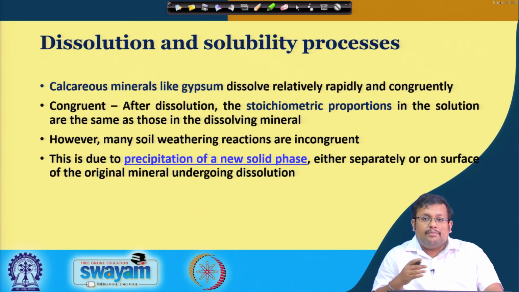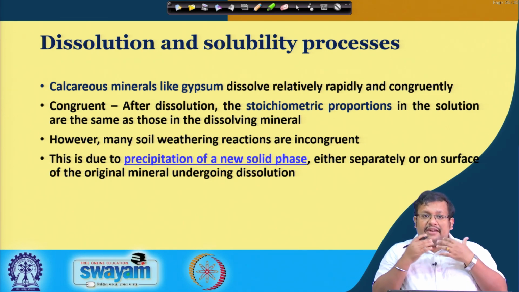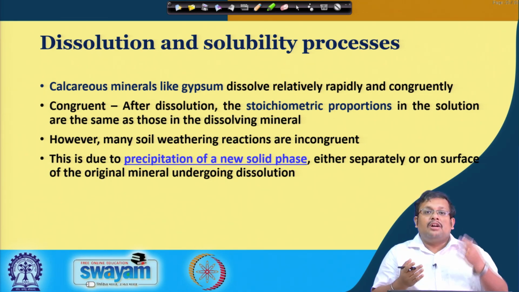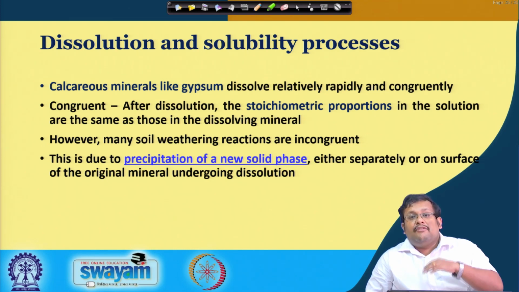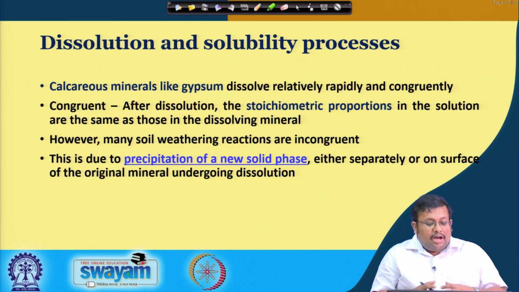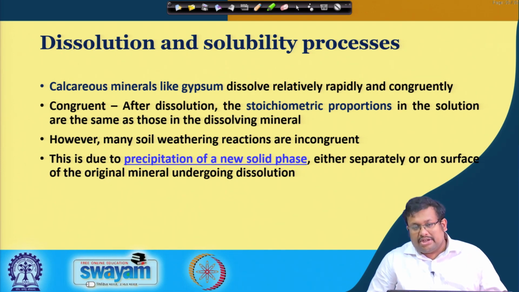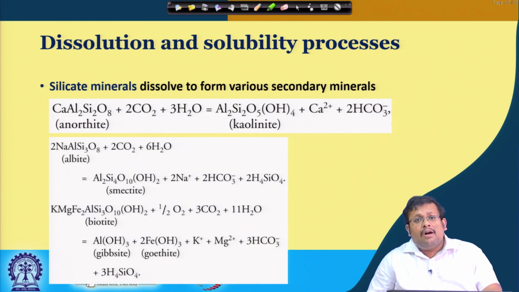Because when there is a reaction and formation of a new solid phase, for example, when there is a reaction between two species and the new species which is being formed is getting precipitated as a new solid phase, either separately or on the surface of the original mineral undergoing dissolution, then it is obviously changing the stoichiometric proportion, and as a result this is called an incongruent process. Now, in case of silicate minerals, they dissolve to form various secondary minerals.